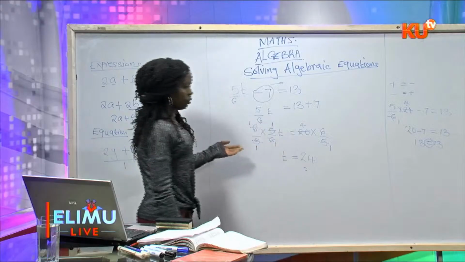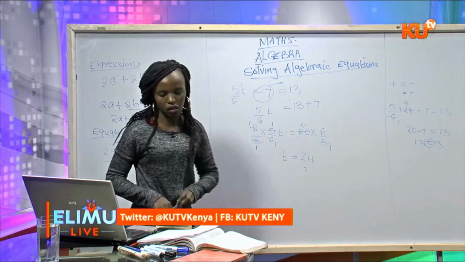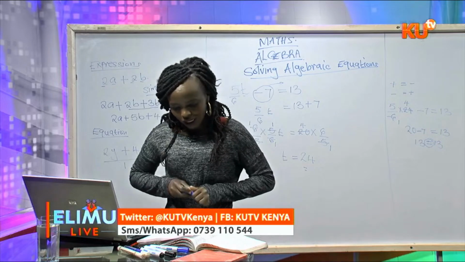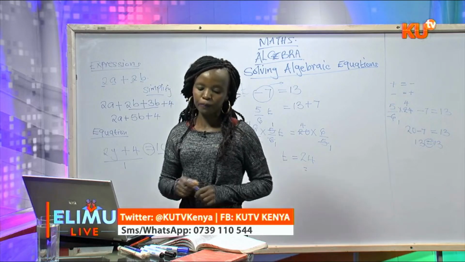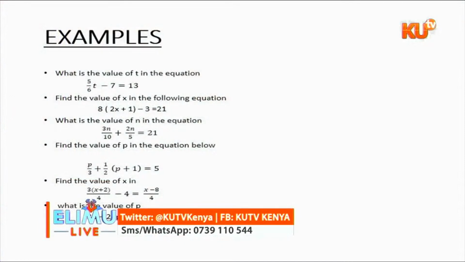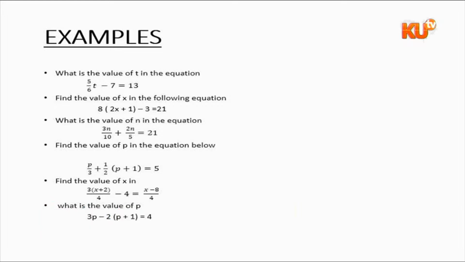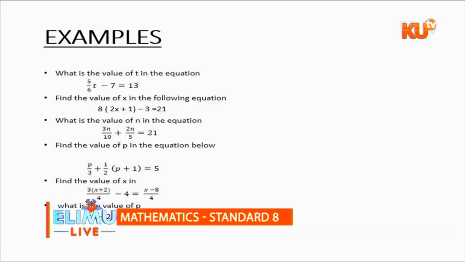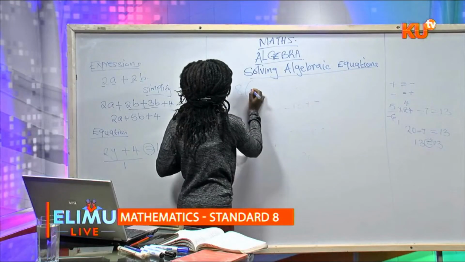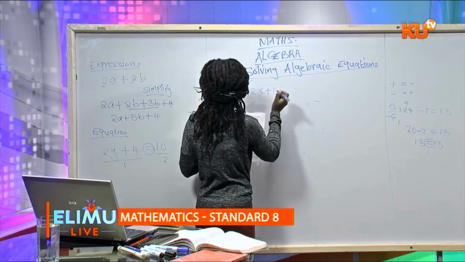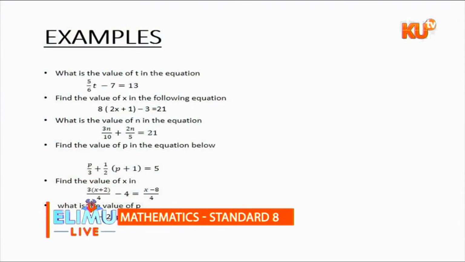So with that now, pupils, you can prove whether your answer is correct. So we look at another example. Example number 2. Find the value of x in the following equation. Equation number 2. I have 8 bracket 2x plus 1 bracket minus 3 is equal to 21.